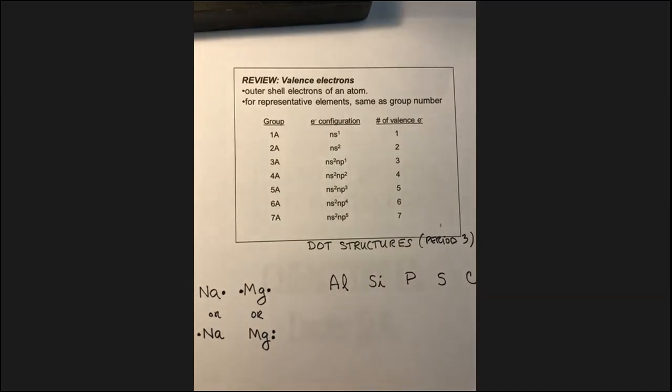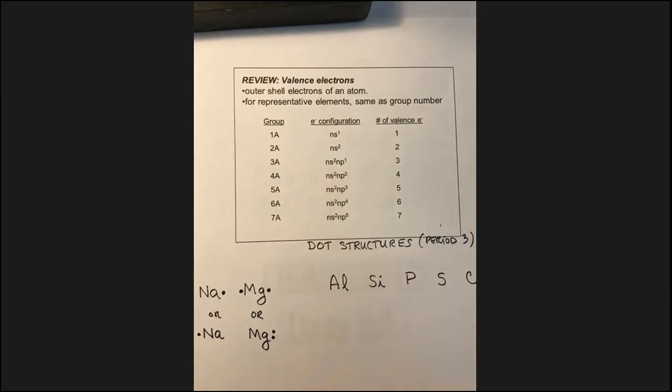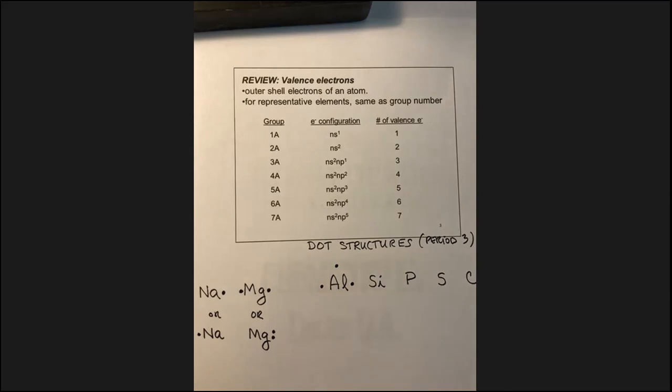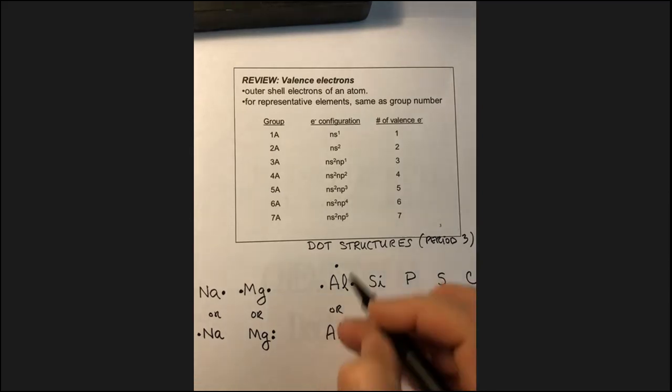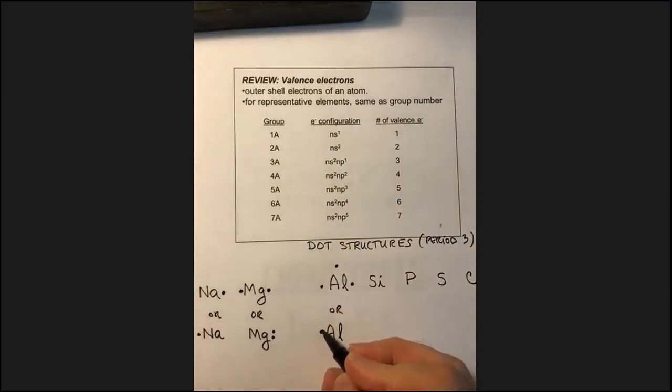Let's jump over here to aluminum. Aluminum would have 3 of these, right? So we could write it this way and just put them around like that. Or, you don't have to do it this way, but if you want, you can represent the configuration: 2 of them are paired and 1 of them isn't. So I could do it this way, and I can put these 2 on the top, and it doesn't really matter where I put them.